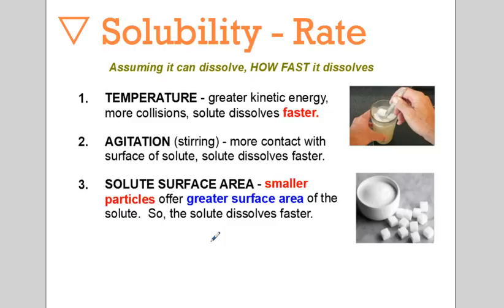The second is agitation, stirring. With more contact between the surface of the solute and the solvent, the solute dissolves faster. And third, the solute surface area. Smaller particles offer a greater surface area. So the greater surface area you have of your solute, the faster you dissolve that solute.